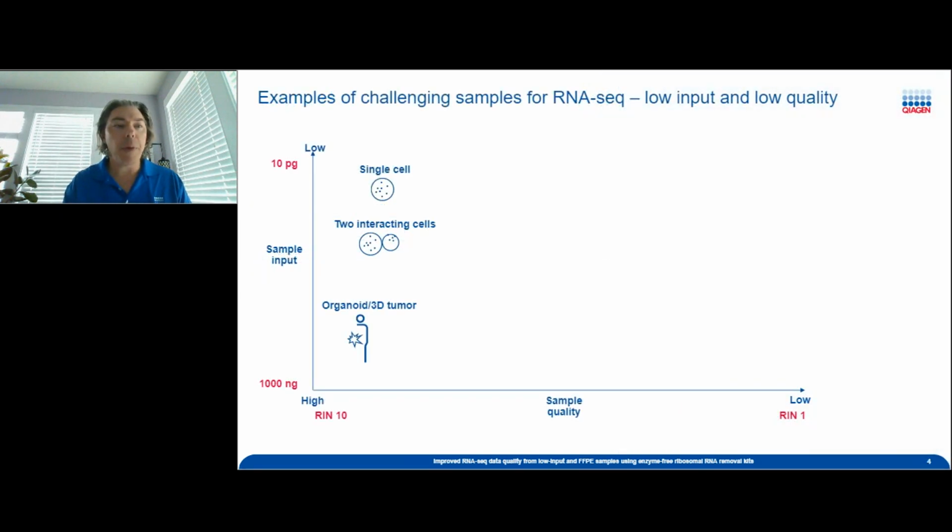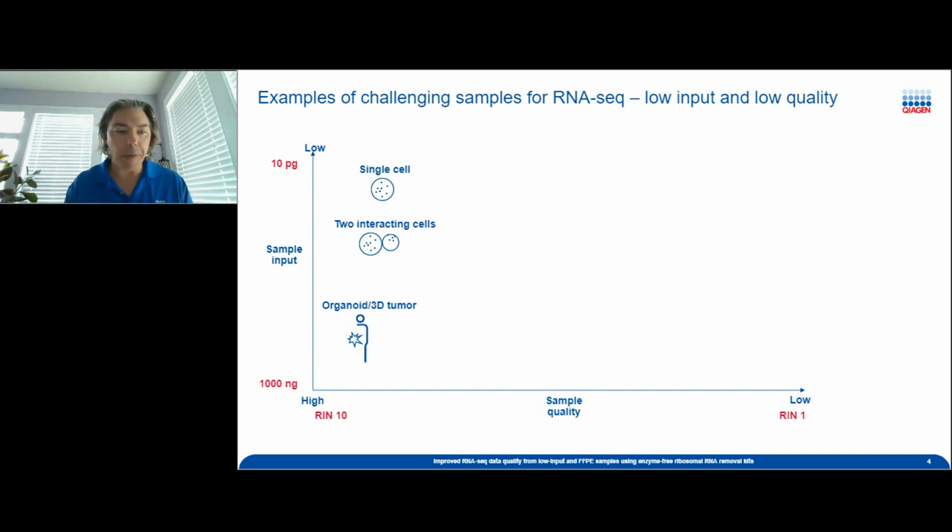So really, when we think about RNA sequencing, one of the things that we can really look at is the sample input amount and the sample quality. And around a lot of different samples that we look at, such as single cells or two interacting cells or even organoids and 3D tumors, these really have a low to mid-range input amount based on what we're looking at, but the RNA quality is often pretty high. And when we're working with samples like this, we often are able to go through and pull out full-length mRNA, depending on the methods that we're using.